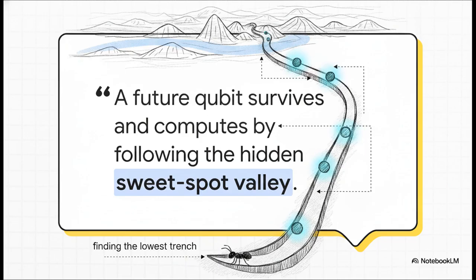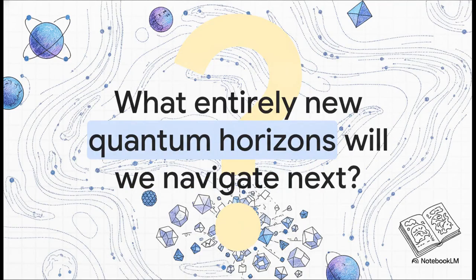Just like our 2D ant survives the elements by finding the lowest trench, our quantum information survives by continuously walking that optimal path. It really makes you think, doesn't it? We're essentially becoming cartographers of a microscopic, multidimensional world. As we get better and better at mapping and navigating these hidden 3D topographies in real time, what entirely new quantum horizons are we going to navigate next? The possibilities for sensing, networking, and computing are just wide open right now.